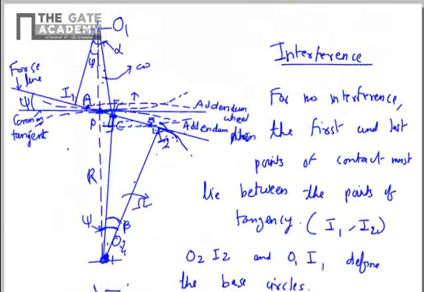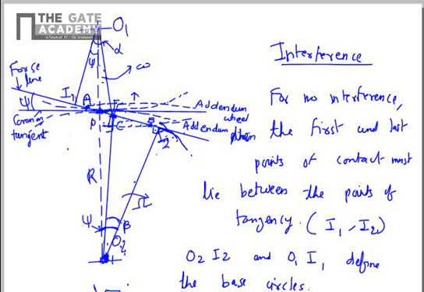So from the figure, the maximum addendum radius can be the distance O2 I1. When the radius of the addendum circle is equal to O2 I1, then point A will lie on I1. So that is the limiting condition. After that, if you have a higher addendum, then A will go on the left side of I1 and interference will occur.